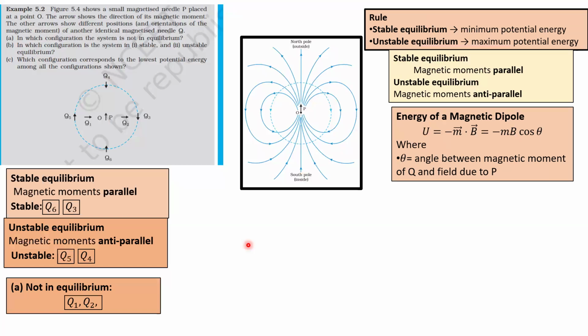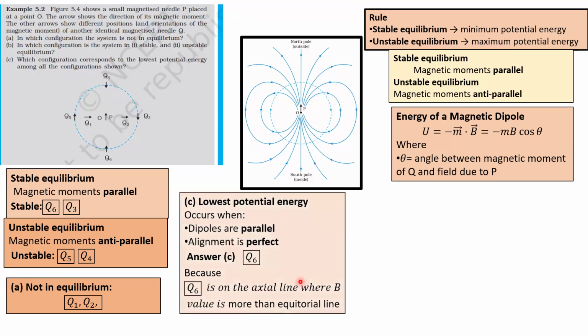Next point is not in equilibrium. What do you mean by not in equilibrium? Theta is not equal to 0 and theta is not equal to 180. It may be 90, other than these two angles. This point is over, we can easily make it out. See this one. If you compare with the field line, it is perpendicular to P. So the angle between these two is 90, so this is not in equilibrium. Similarly, Q2 is also not in equilibrium.